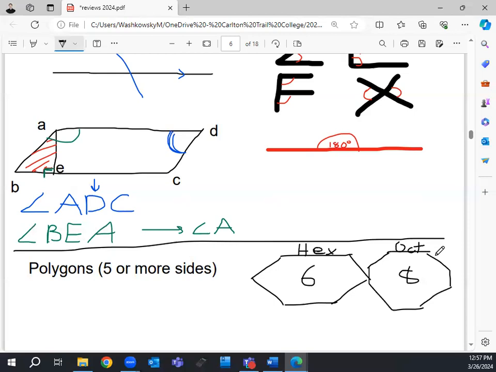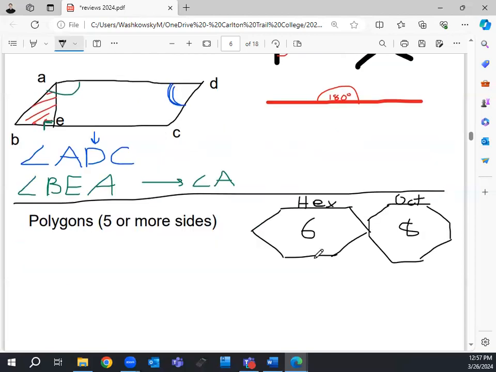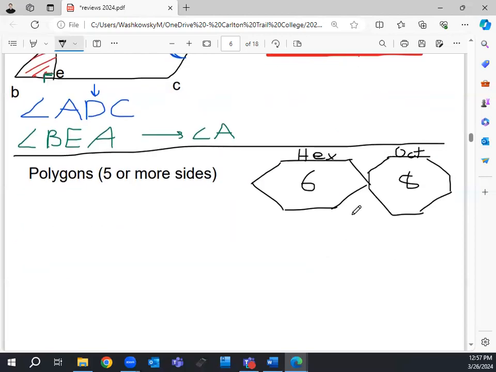For 4 sides, they might want you to know what a quadrilateral is, what a rhombus is, what a trapezoid is, stuff like that. But those are the big 2 that you need to walk in knowing what they are.